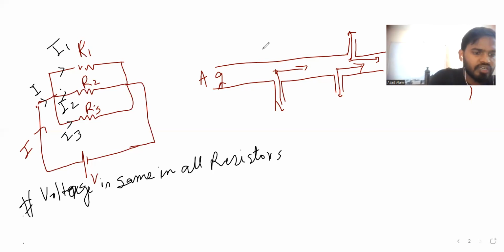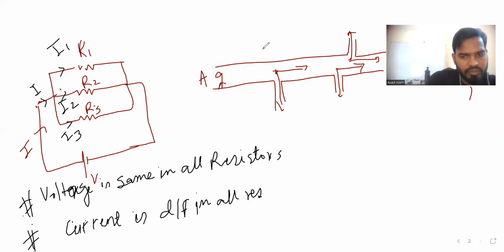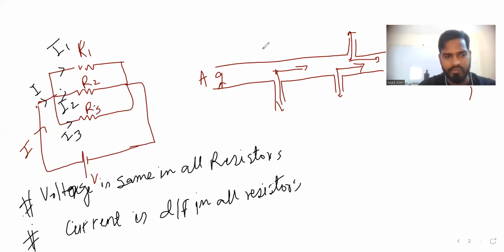Right? Next is what? Current is different. Current is different in all resistors. Understood? Let's see now how we will find current and voltage here. Current is different in all the resistors.